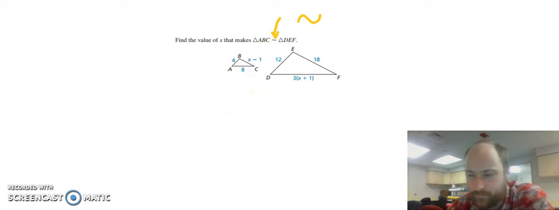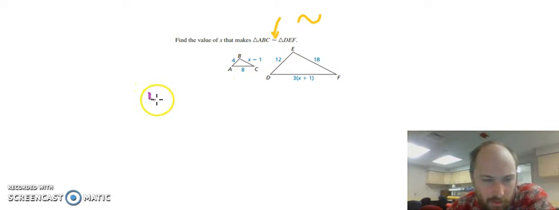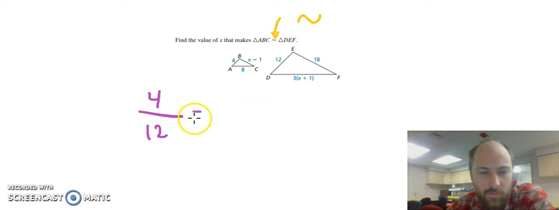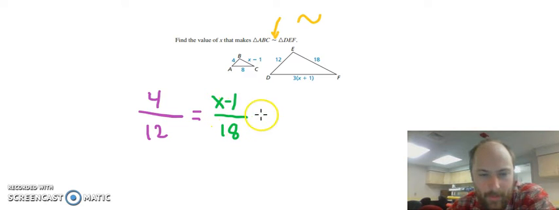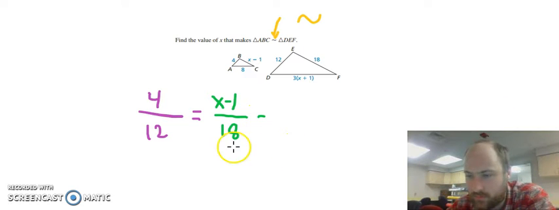So if we set that up, let's go back to purple. We can say that 4 and 12 are corresponding sides. So 4 is to 12, or 4 over 12, must be equal to x minus 1. So that's this side, x minus 1. Switch colors. So x minus 1 over 18. And that is equal to, why is it not switching colors for me?